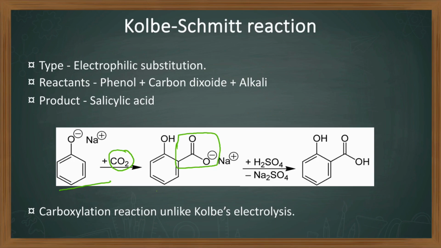The first step will be the production of sodium salicylate. In the next step, this is neutralized and we get carboxylic acid. We already know the OH group is an ortho-para directing group. Therefore, the incoming COO- group gets introduced at ortho and para positions. The ortho will be the major product. This is ortho-hydroxybenzoic acid or salicylic acid. So this is called Kolbe-Schmitt reaction.